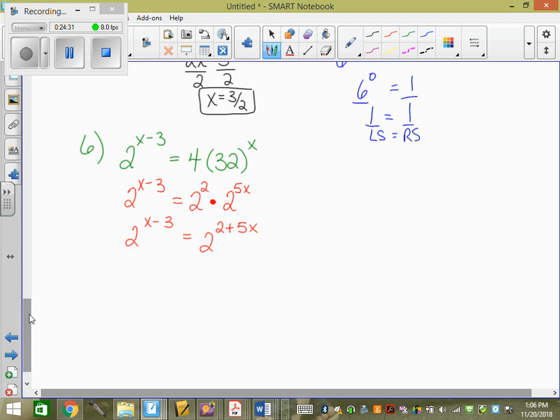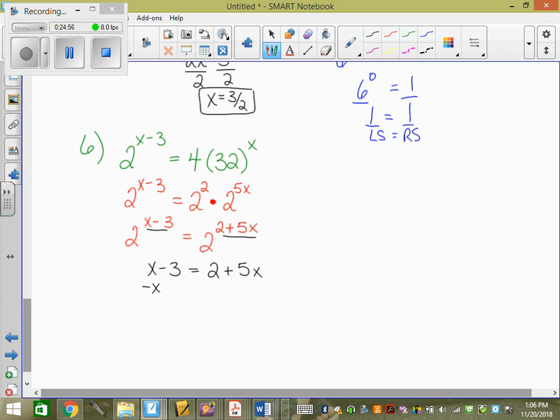Had I moved the 32 over, it would be over here now, and it would be divided by 2 to the 5x, then I'd have to subtract the exponents, which is way more work, right? So I try to keep them multiplying because adding to me is way nicer. But if you had division, you just have to subtract. Okay? Now we have a common base, so we can go this and this. So we're going to go x minus 3 equals 2 plus 5x.